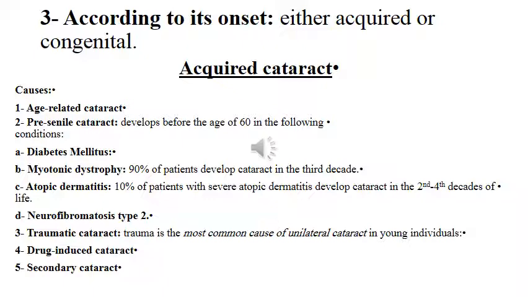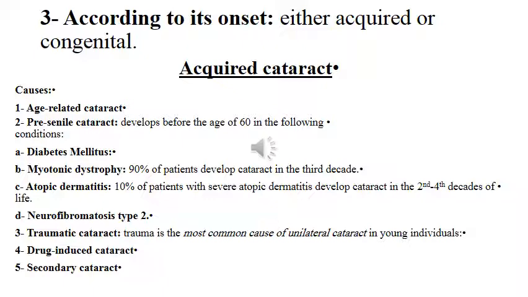Very, very important subject. Age-related cataract after 50 or 60 years old, a type of acquired cataract, will happen in almost most people. What we mean by presenile cataract, this develops before the age of 60 in certain conditions: in diabetes mellitus, in myotonic dystrophy, atopic dermatitis, and neurofibromatosis type 2. What is the percentage of cataract in each of these conditions is important. Myotonic dystrophy, almost all patients will develop this type of cataract. Atopic dermatitis, only in 10% of patients.